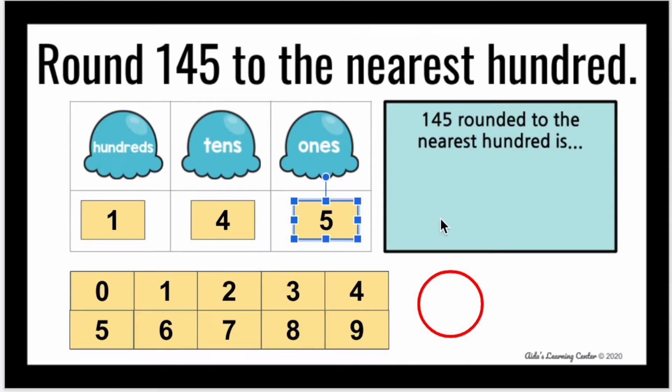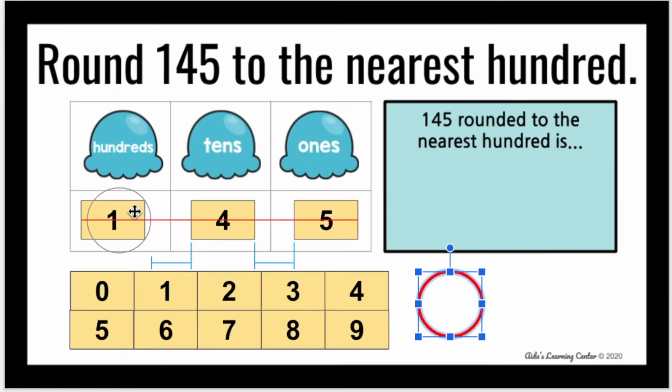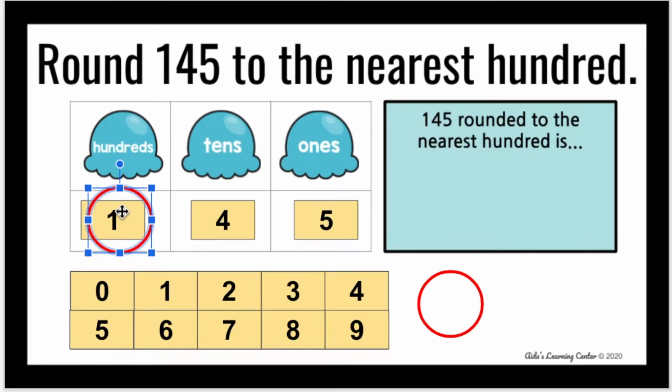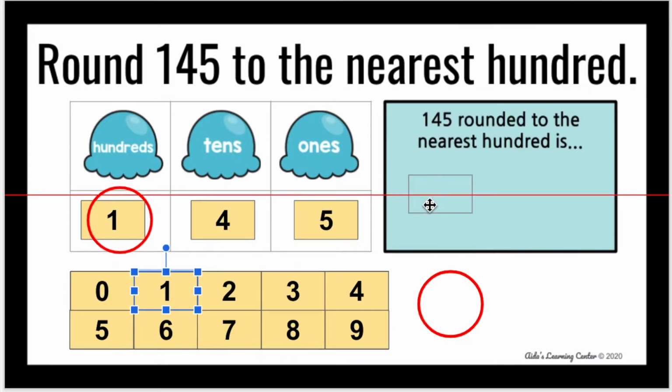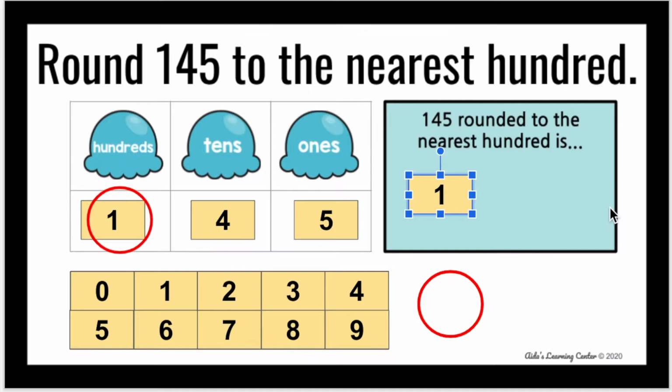Now, since we are rounding 145 to the nearest hundred, we're going to go ahead and circle the number in our hundreds column, which is a 1. Now, remember the rules of rounding. 5 or more, up the score. 4 or less, let it rest. So since our neighbor is a 4, we're actually going to let it rest because 4 or less, let it rest. So that means that the 1 is going to stay the same, and everything after that is going to turn into zeros.